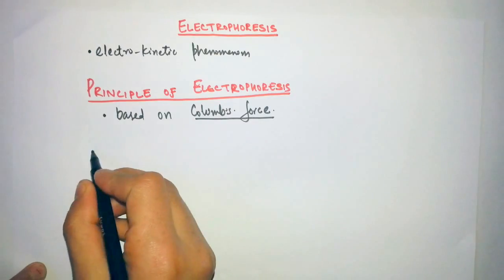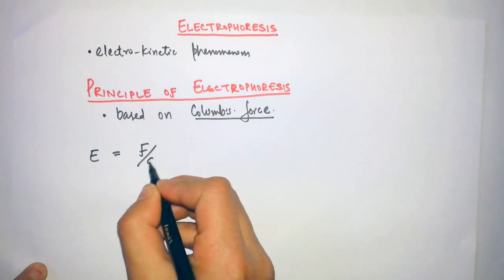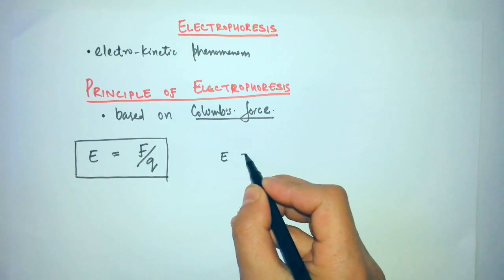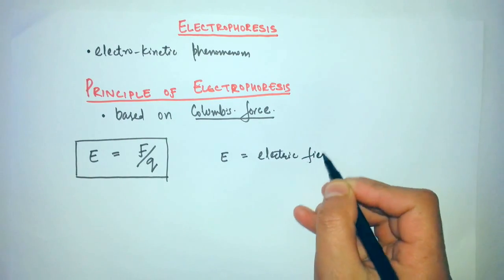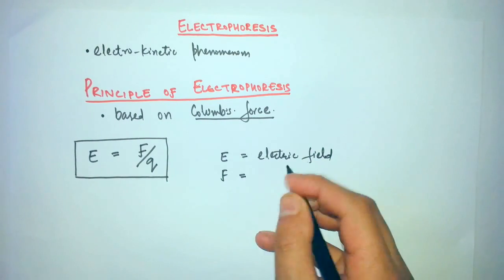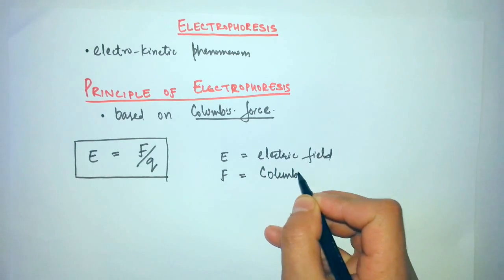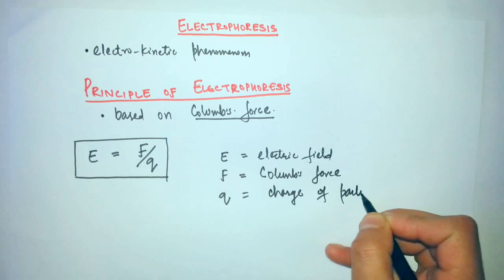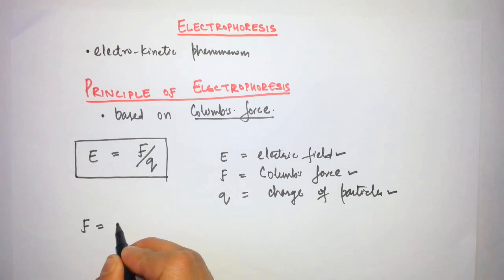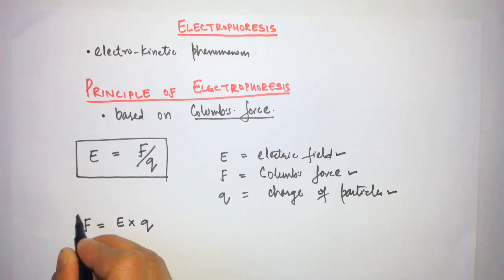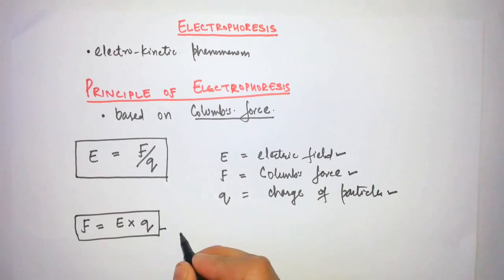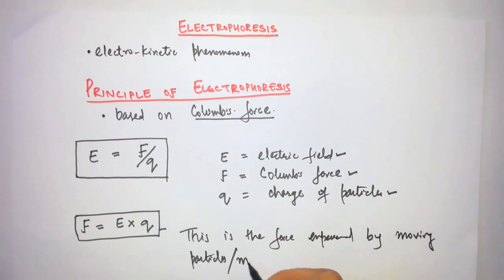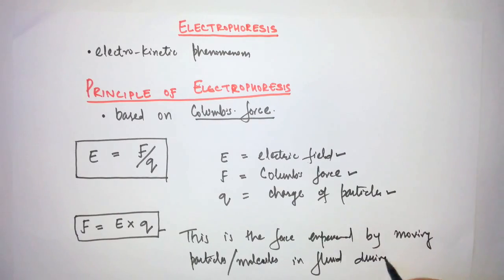We know that the electric field is defined as force per unit charge, E = F/Q, where E is the electric field in the electrophoresis, F is the force experienced by the ions, and Q is the charge on these ions. To simplify this equation, taking Q to the left hand side, we get F = E × Q. This is the force experienced by the particles in a fluid during electrophoresis, and it's due to the electric field.